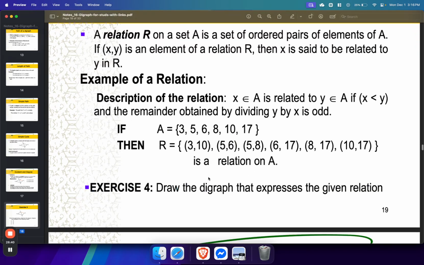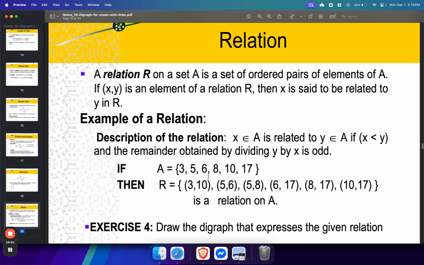Sayon na no? So let's talk about relation. Kani siya nga slide, very technical. So let's just read it and I'll dumb it down for us. A relation R on a set A is a set of ordered pairs of elements in A. So, ang pasabot lang ana is, if you have an ordered pair of vertices X and Y that is an element of a relationship R, then X is said to be related to Y in R.